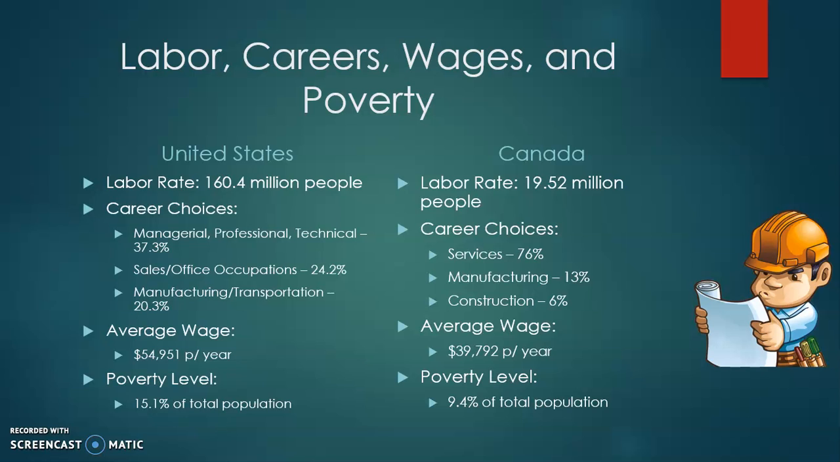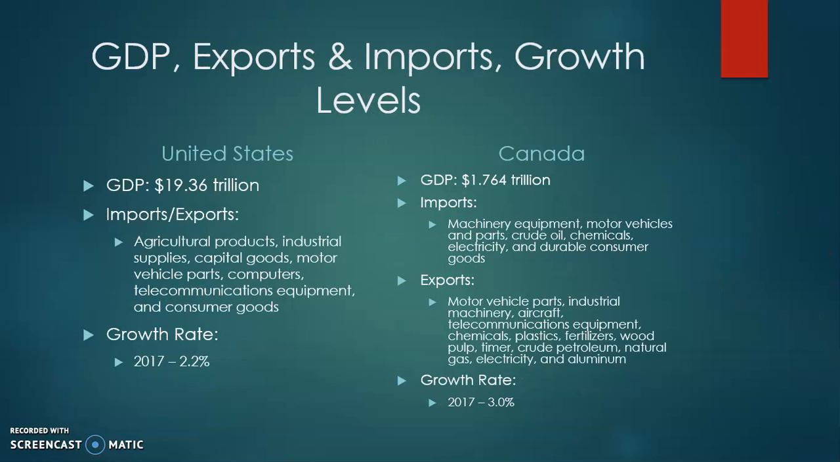In Canada, again, their labor force is approximately 19.52 million people. Those career choices would include services, which can include transportation, tourism, things along those lines, at 76%, manufacturing at 13%, and construction at 6%. Average wage would be $39,792 per year, and they have a poverty level of 9.4% of the total population.